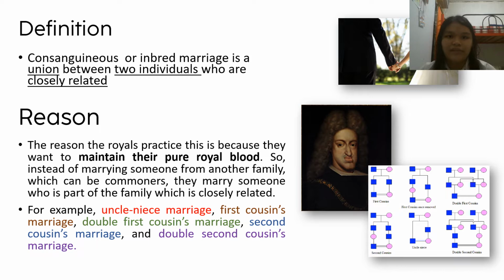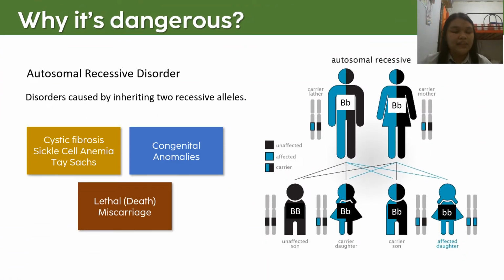Now let's move on. I said that inbreeding is bad. Now I will explain why it's bad and it's dangerous. So inbreeding increases the risk of having autosomal recessive disorder, which is disorders caused by inheriting two recessive alleles. I will explain about this.